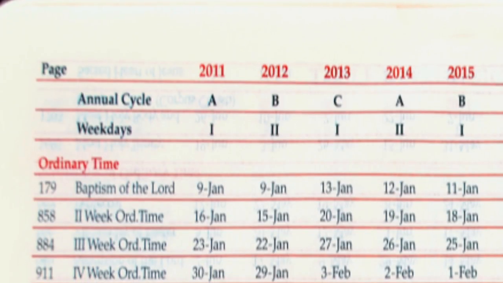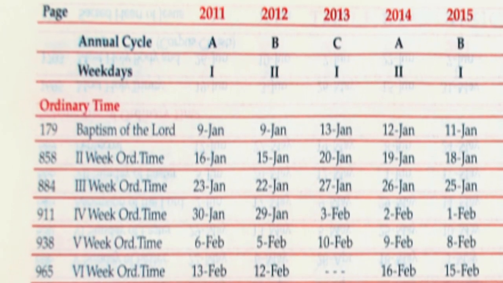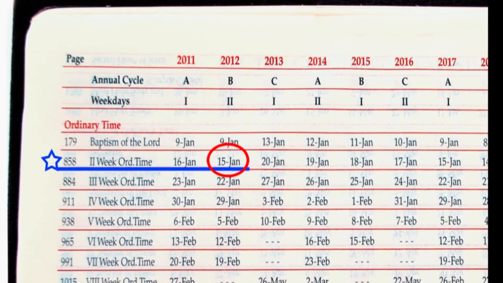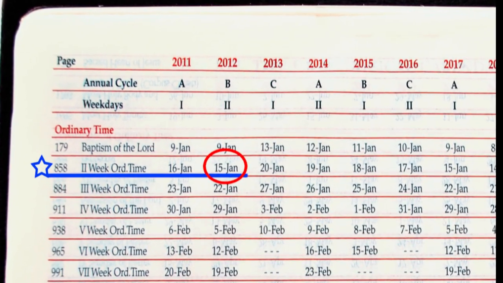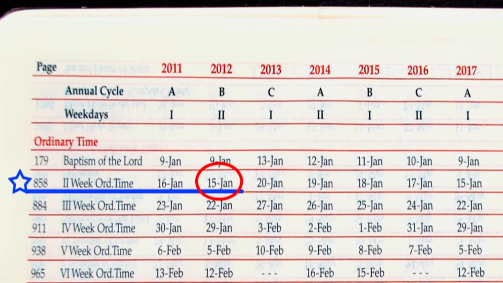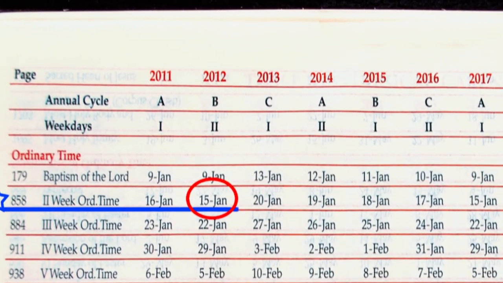Next, the calendar is organized by weeks in the liturgical year. Each week starts with the date for Sunday. Scan down the column under 2012 to find the date of the Sunday you need. For example, today is Tuesday, January 17th. This past Sunday was January 15th. When I scan down and find January 15th, the second week of Ordinary Time, the readings for the week can be found starting on page 858.